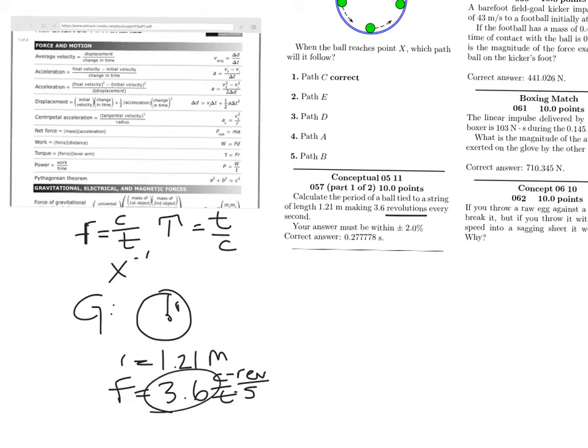So I actually don't need the radius to do this problem. What equation do I use? Frequency and period are inversely related. So I would put in the calculator 3.6 x to the -1, and it'll give you the answer. Okay, those are super simple.